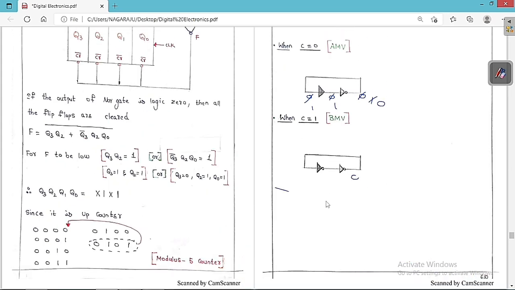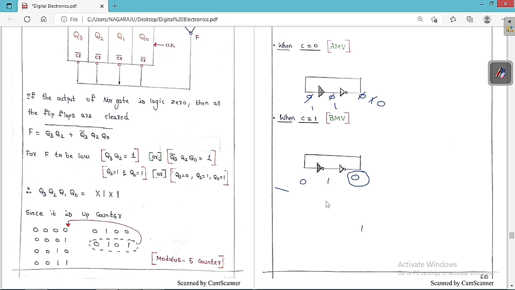Suppose the output is 0. Here also 0, 0 complement is again 1, 1 complement is 0, again here it is 0, again here it is 1, again here it is 0. So you can say the output is always stable. If the output is 0, it will always stay at 0 for all the time. So it is called the stable state.